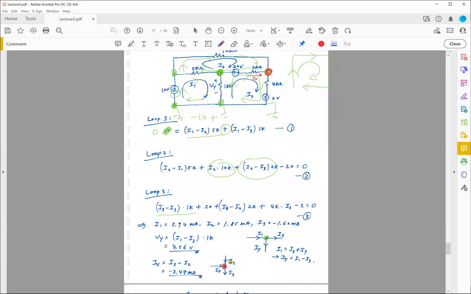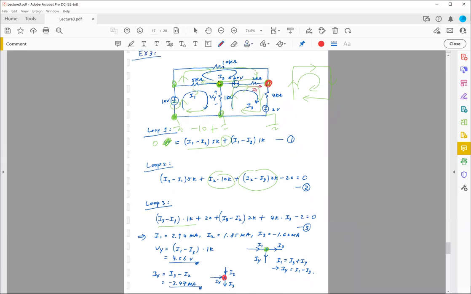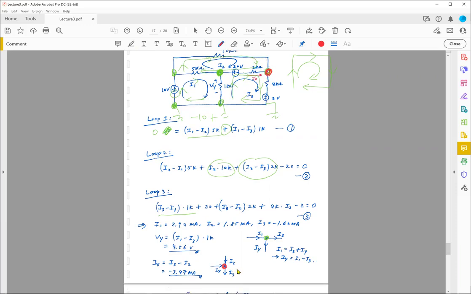I2 is also entering this node. And where is I2? I2, remember, is this loop current. This loop current goes clockwise, and by the time it goes down here, it's going to enter this node. So I know this current is also I2. I3 is the current that leaves this node, going downward this way.